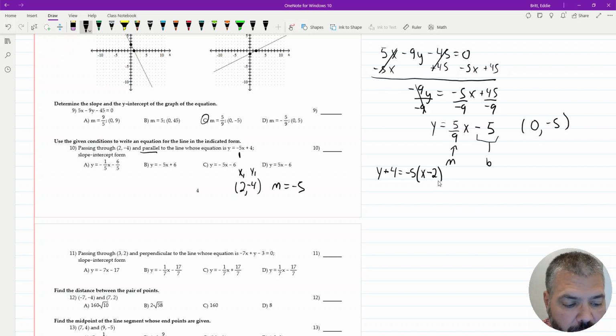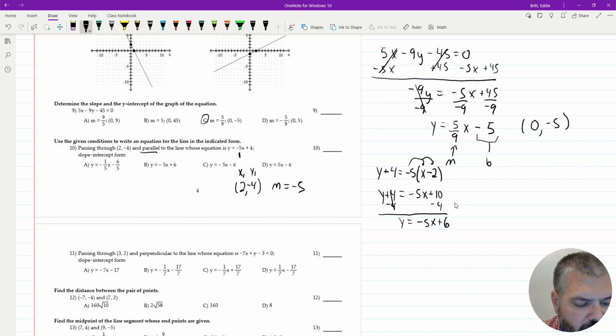So that's point slope. Make sure you don't leave it like that. We want slope intercept, so we have to distribute the negative 5. So I have y plus 4 equals negative 5x plus 10. And now to make this y equals, I'll subtract 4 from both sides. So y equals negative 5x plus 6. Make sure you look at all of these, they look similar, so make sure you got a negative 5x and a positive 6.